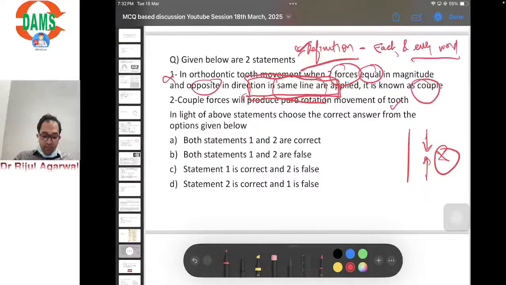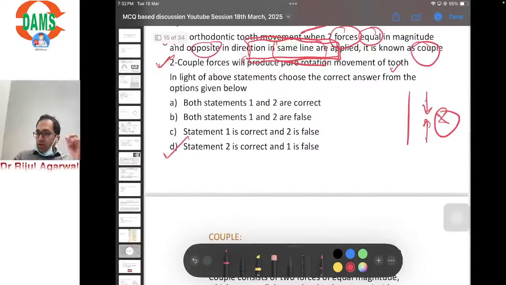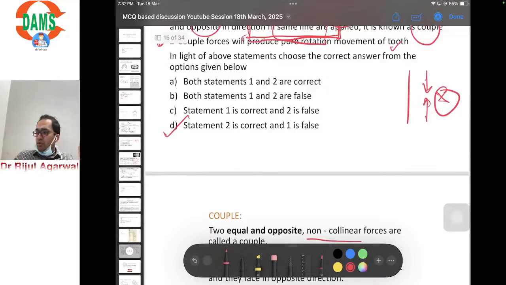So statement 1 is false, 2 is correct. Whatever you got from this, you can say here. 2 is correct, 1 is false. Option D. Okay. So the forces in couple should be non-collinear, not in the same line. Collinear means in the same line, non-collinear means not in the same line.